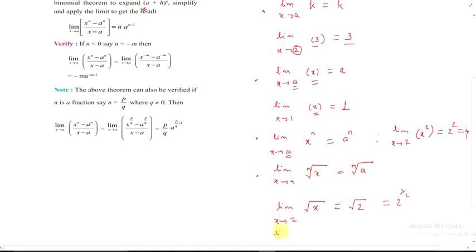For example, one more example: the limit as x tends to 3, and here we can take the cube root of x, or take 4 also. Therefore we can write the cube root of 4, or the same value can be stated as 4 raised to 1 by 3. So these are the functions, and you can apply it in this way also.